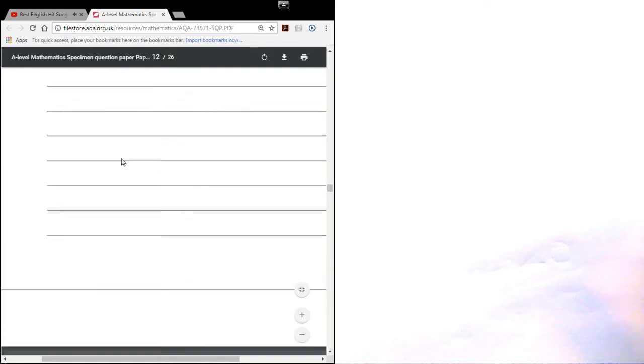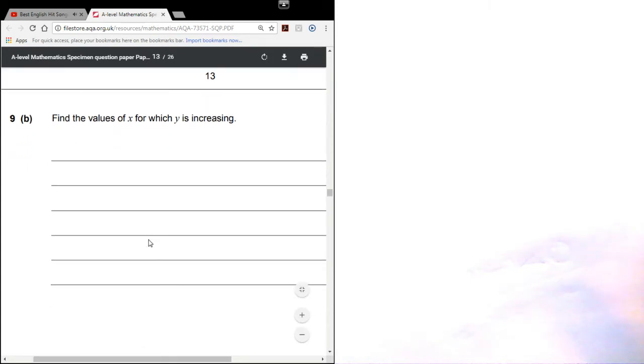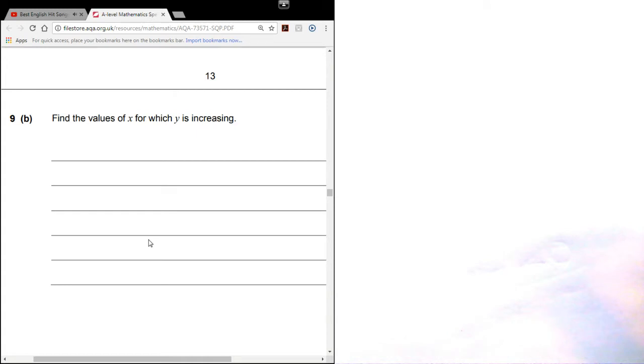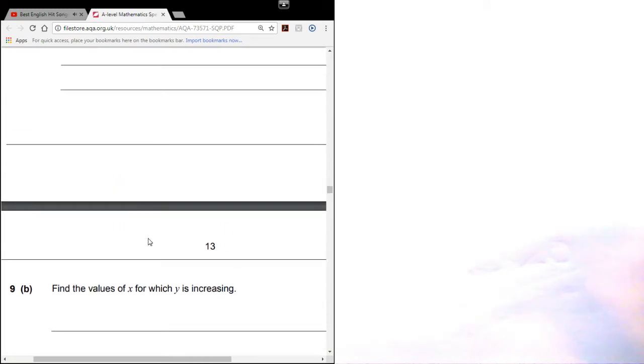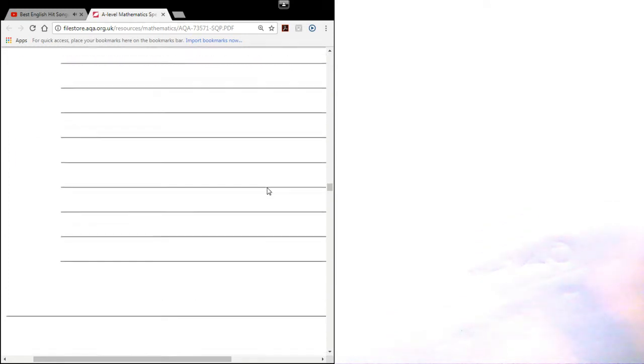So let's scroll again to the next part of the question. It says, find the values of x for which y is increasing. Now they want us to solve that quadratic inequality. So the good thing is that even if you are not able to prove the answer for this, just take this and solve for the next question, and you might just get your answer right.